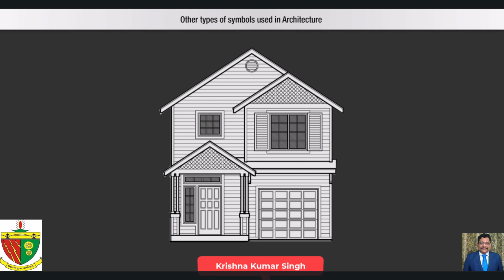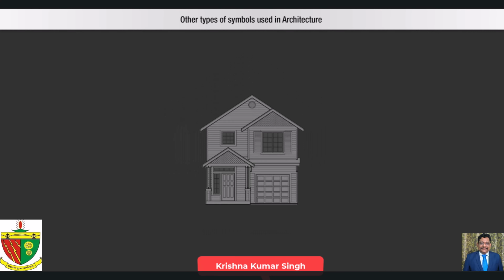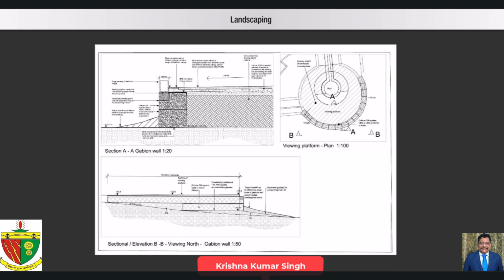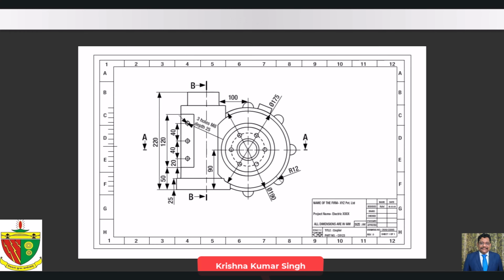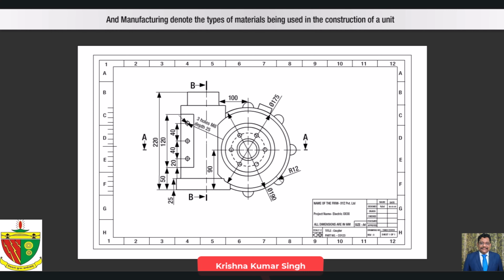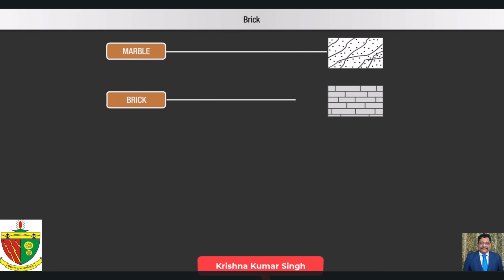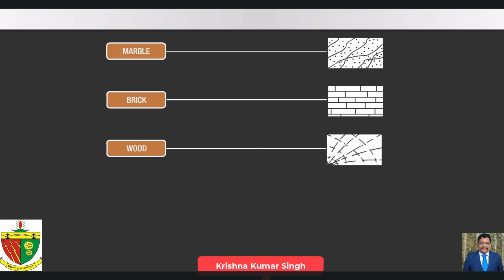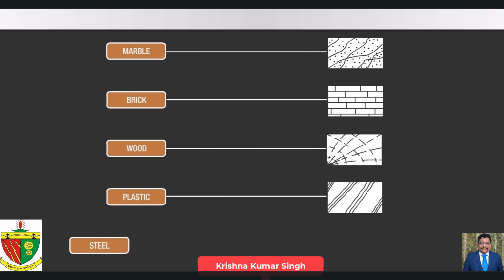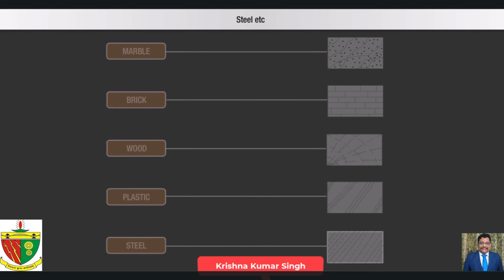Other types of symbols used in architecture, landscaping, and manufacturing denote the types of materials being used in the construction of a unit, part or section, that is marble, brick, wood, plastic, steel, etc.